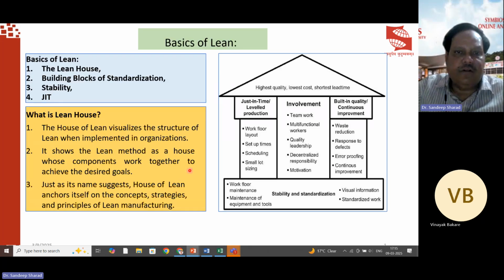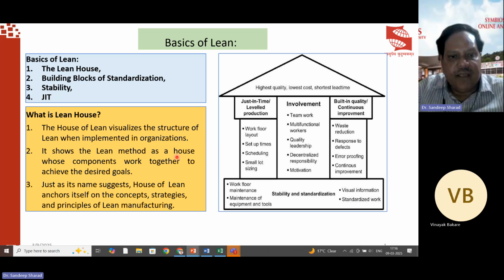We'll also talk about the basics of lean. The basic lean house will be there, where the building blocks of standardization, stability, and JIT are going to be part of it, based on the basics of lean. What is the lean house? The lean house visualizes the structure of lean when implemented in the organization, and how it is going to be practiced, with the foundation that we'll discuss.